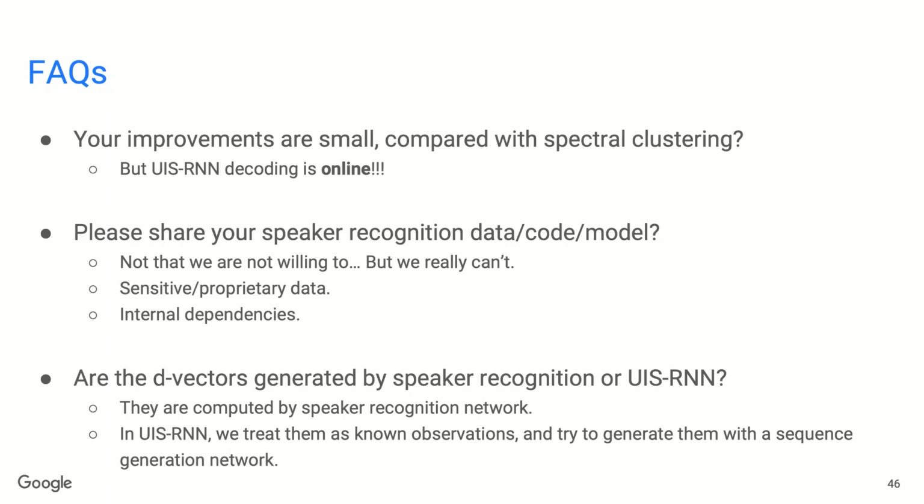Let me use a metaphor here. The D vectors are like the pixels in image segmentation. The pixels are actually generated by an imaging device, but later we model the generation of those pixels using a hidden Markov random field. So it's basically the same idea.